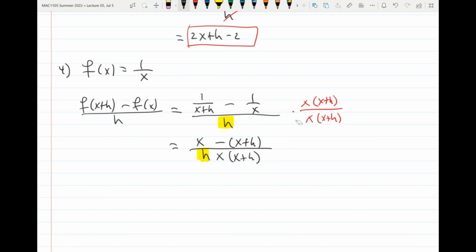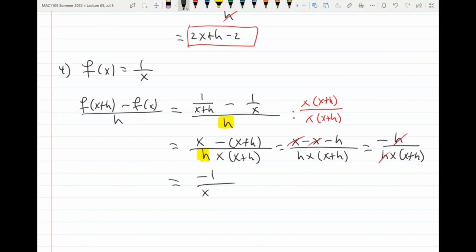Let's continue here. So it's kind of clear what to do. We simplify the parentheses on top by distributing the negative. And then we see that the x cancel out. So we end up with negative h over h times x times x plus h. And then we manage to cancel the h that we wanted. So we end up with negative 1 on top, then x times x plus h. And we're done because we managed, remember, we wanted to cancel this h. So we did it, so we're done. And there's really nothing more to do here.